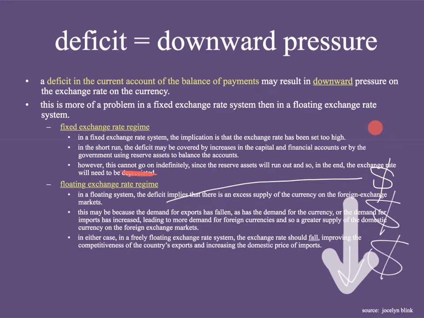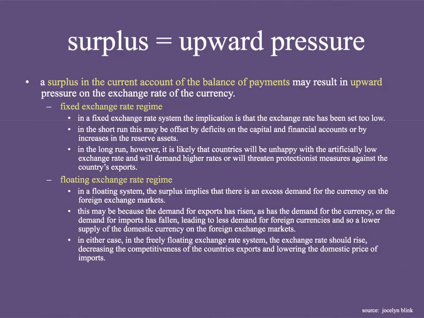All right, now let's look at the opposite scenario. So now we're talking about a surplus in the current account of the balance of payments, and that may result in upward pressure on the exchange rate. You could almost flip it in your mind really fast. So let's just start where we ended. Okay, we'll get to fixed exchange rate in a second. Let's just, for fun, I wasn't planning this, but let's start with the floating exchange rate regime, right? We just ended with floating. Let's start with floating. So now there's a surplus.